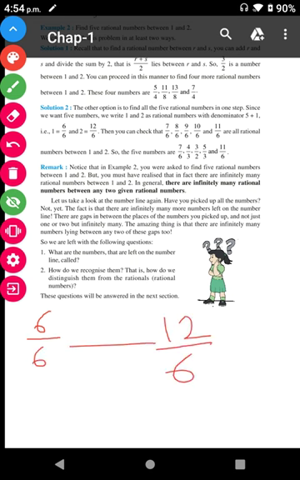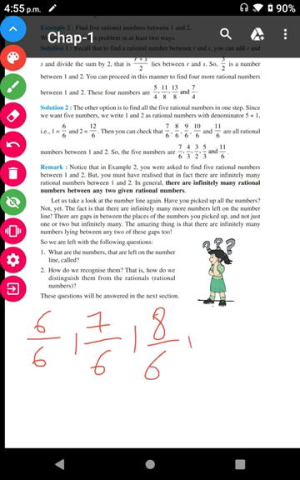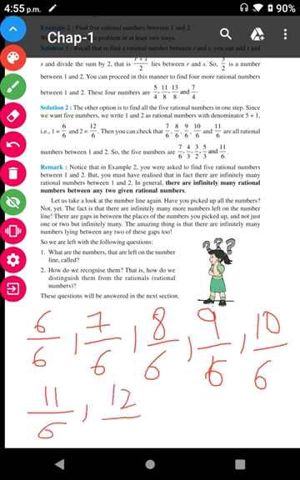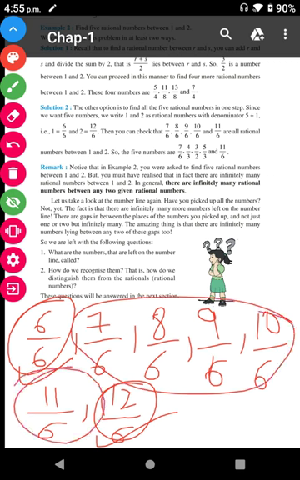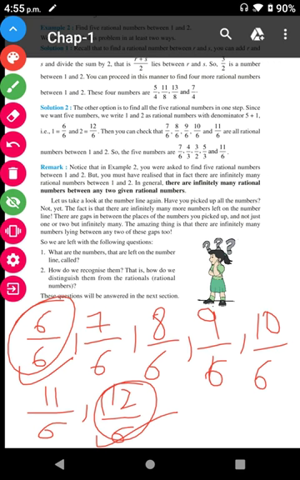Here we can find a number of numbers like 7 over 6, 8 over 6, 9 over 6, 10 over 6, 11 over 6 and 12 over 6. These are between 6 over 6 and 12 over 6, and these are our 5 rational numbers.